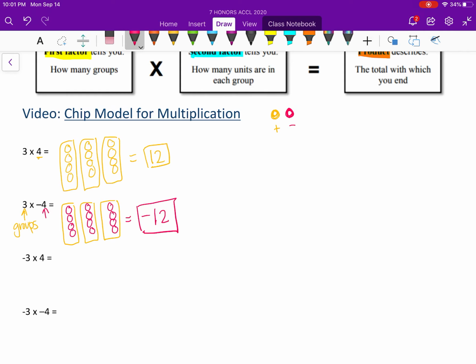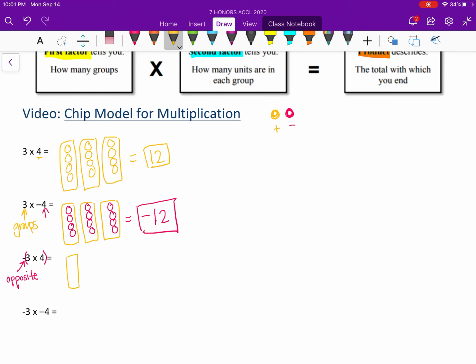Okay, well, what happens when we have a negative sign out to the front? We can't have negative 3 groups. That's weird. What does that even mean to have negative 3 groups? Well, we can actually think of this negative as opposite. Okay, and we can think of this as the opposite of 3 groups of 4.